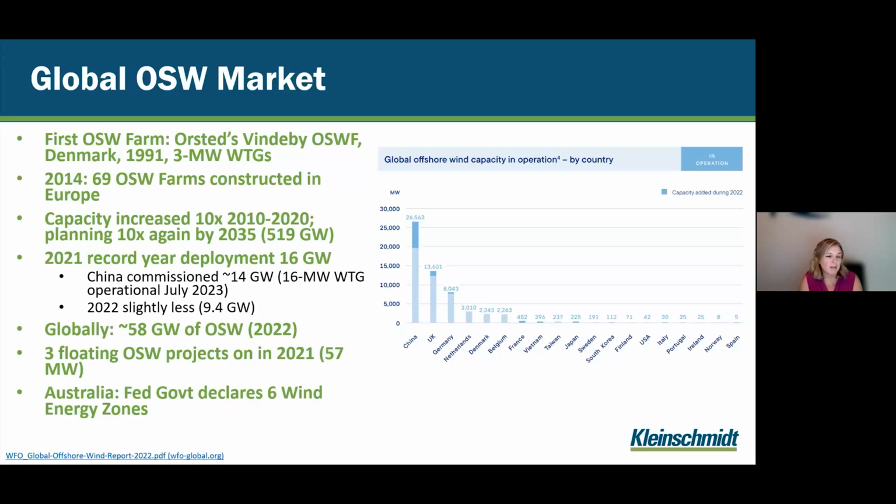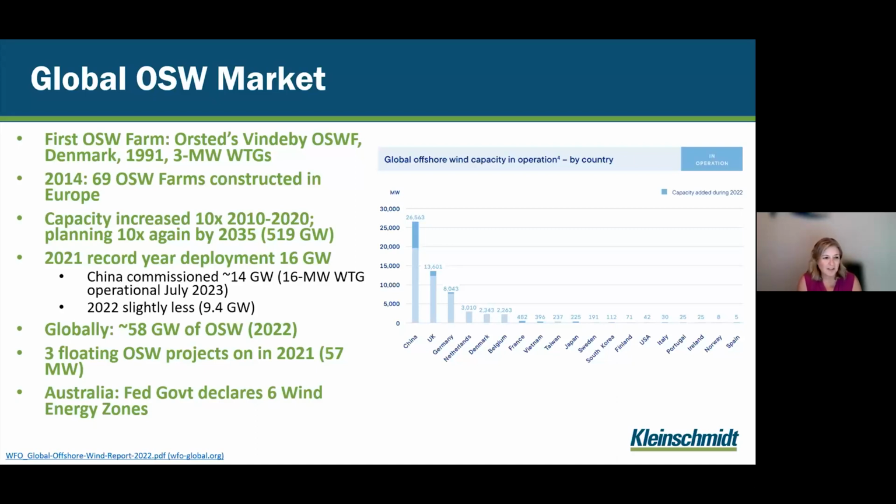Globally, we're looking at about 60 gigawatts of offshore wind, and the vast majority of those are fixed bottom. But truly, the next territory that we will be looking at in terms of offshore wind projects globally will be in that floating space.